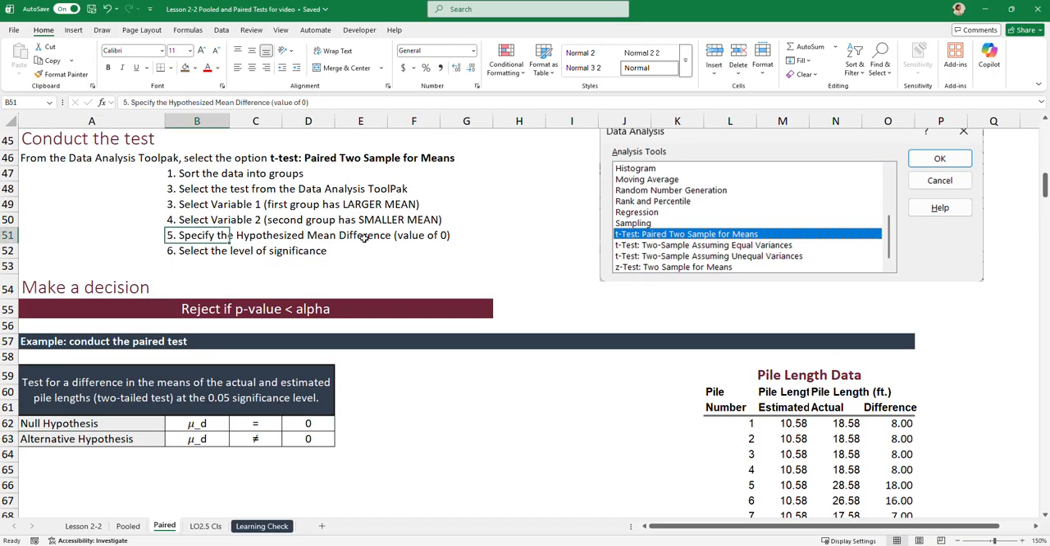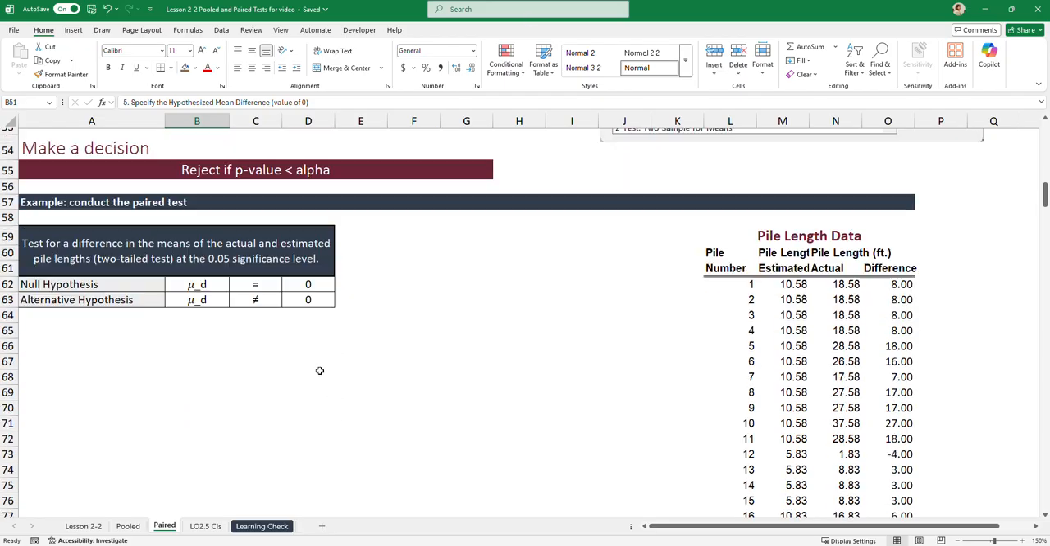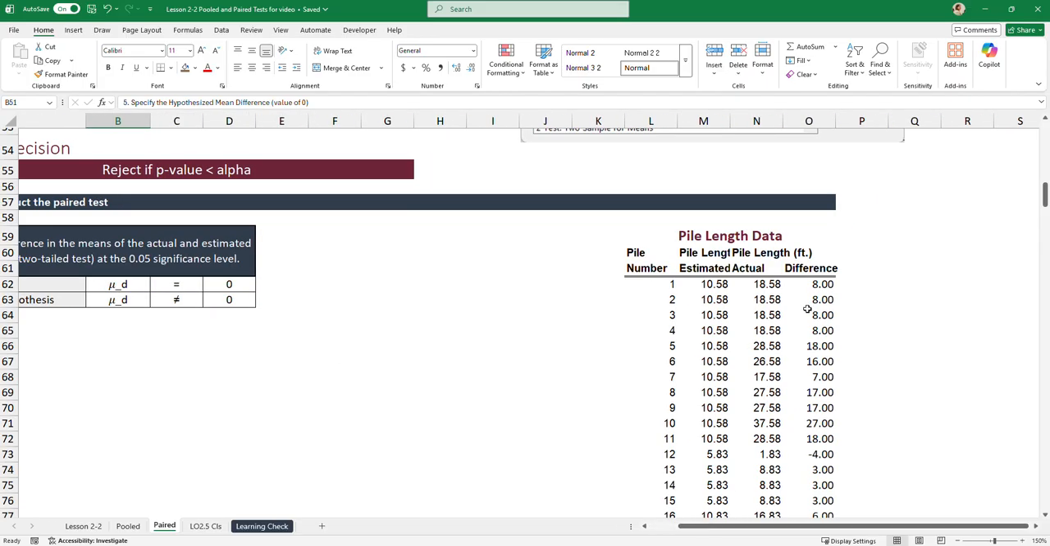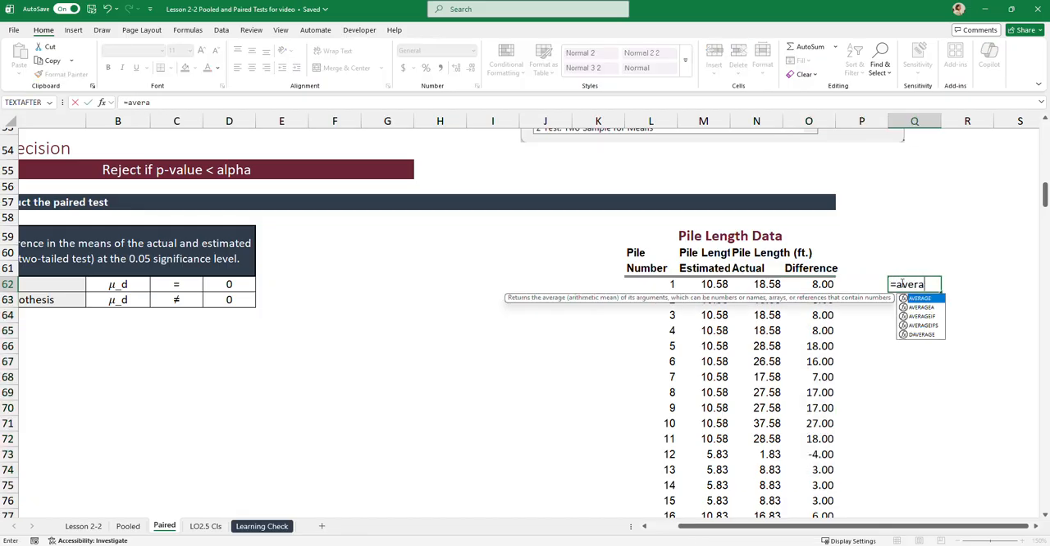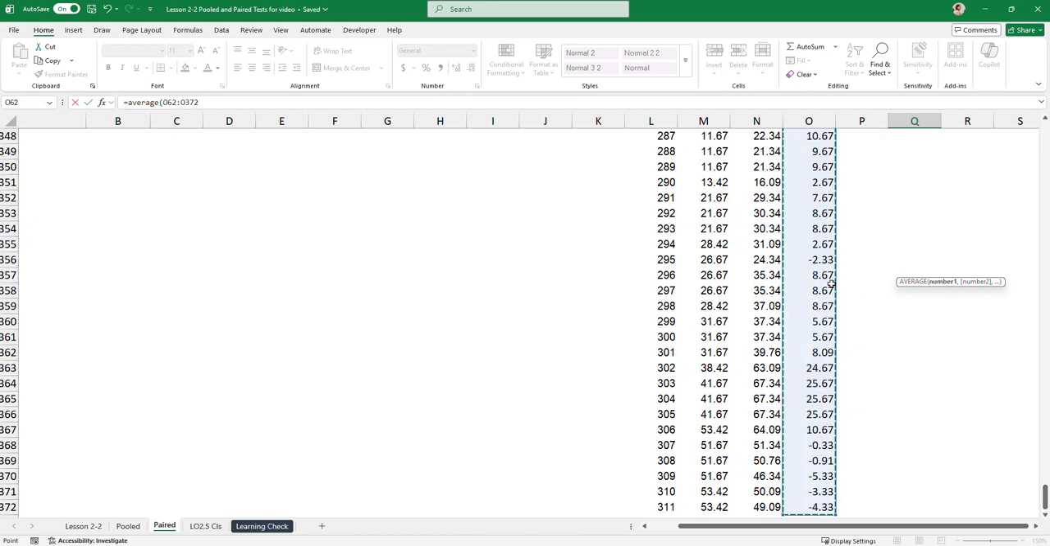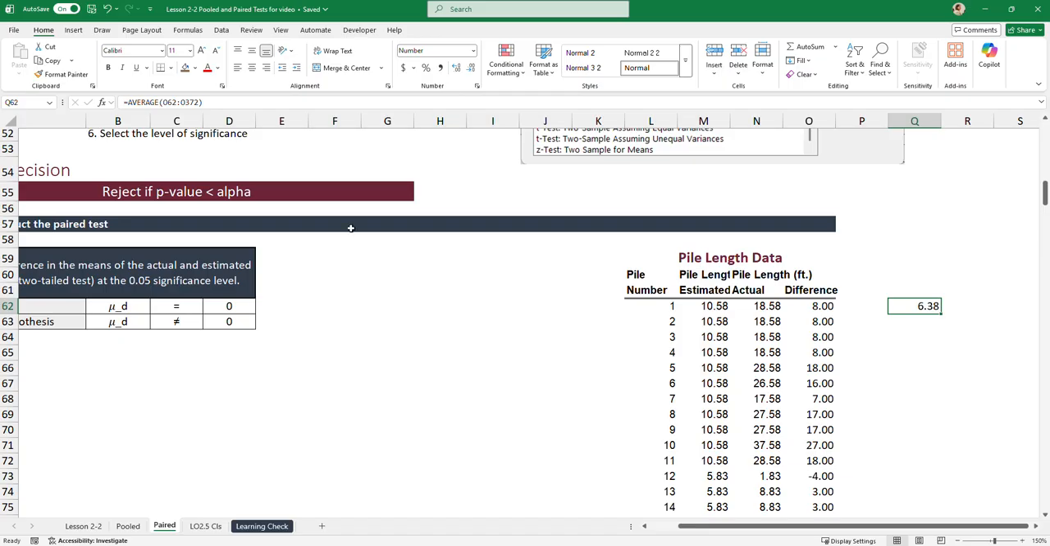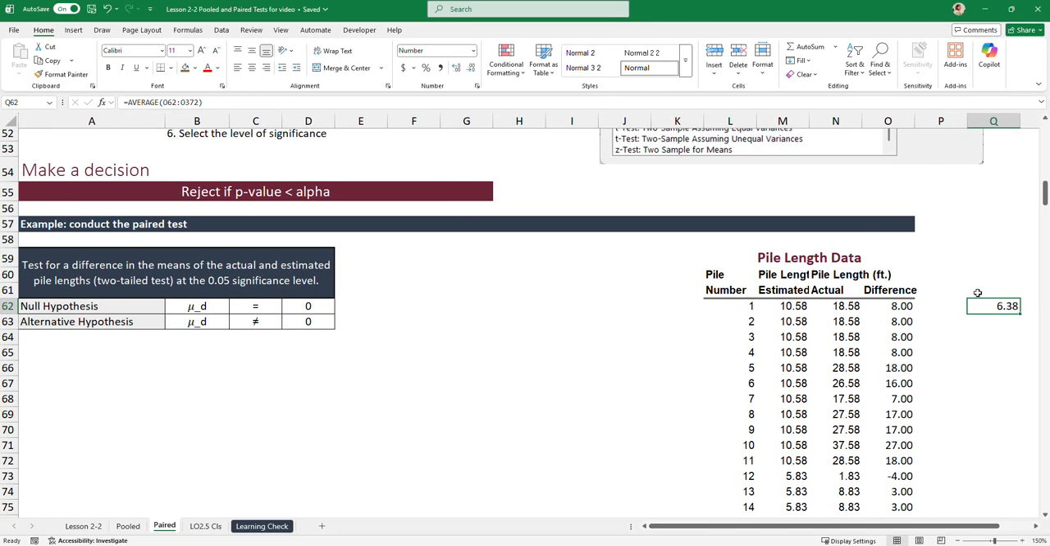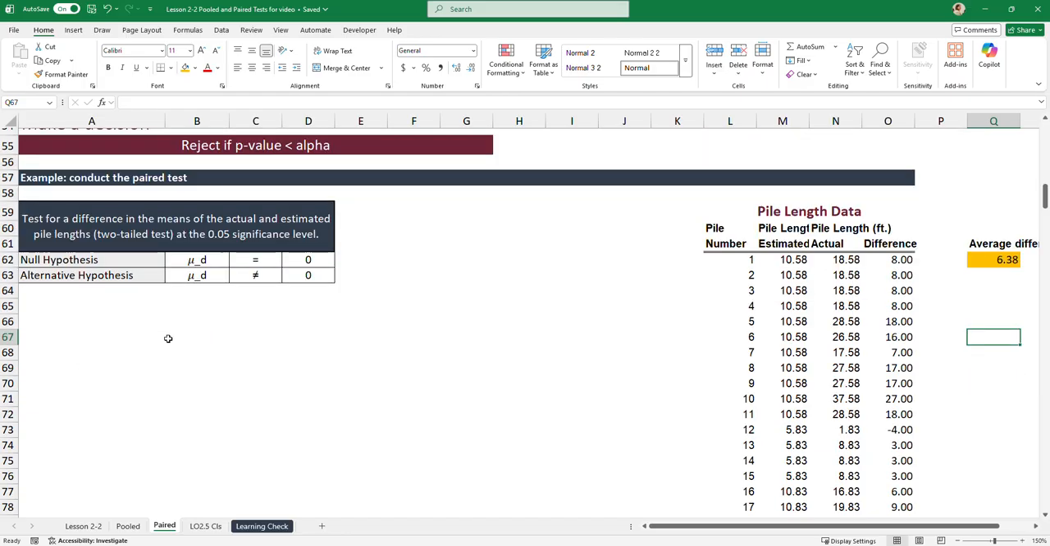Like I mentioned here, the hypothesized mean difference, we'll use a value of 0 to say, are the differences 0 or not? So with the paired test, what we technically want to see is if the average of this whole difference column is equal to 0. Average of the differences, right now, we actually calculate it, is 6.38. So what the statistical test should tell us is, is 6.38 for the average of the differences close enough to 0, or is that actually considered a significant difference between the two groups for estimated and actual length?